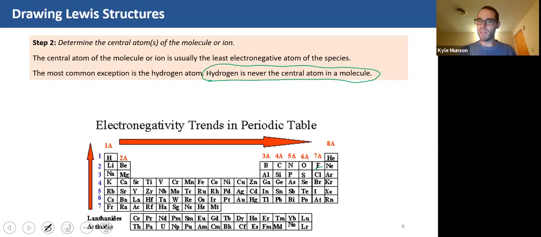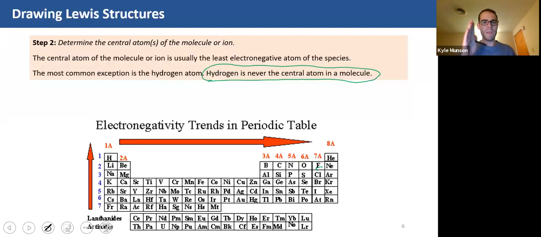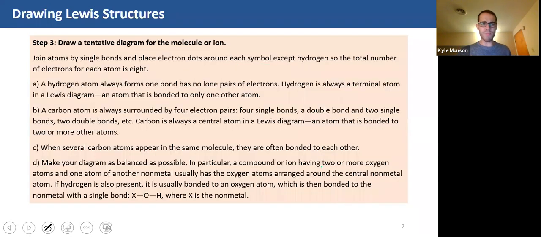Okay, so that's step two. So far, valence electrons, which is the column number, we adjust for charges. We'll see that in a second. Look for the central atom. That's usually the one that's the least electronegative, with the exception of hydrogen. Step three, this is a bunch of words. This is really for you to reference and go back to and read in your notes, okay? But basically, you just draw a tentative structure, okay?